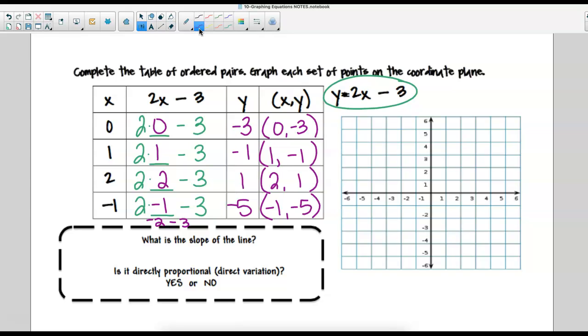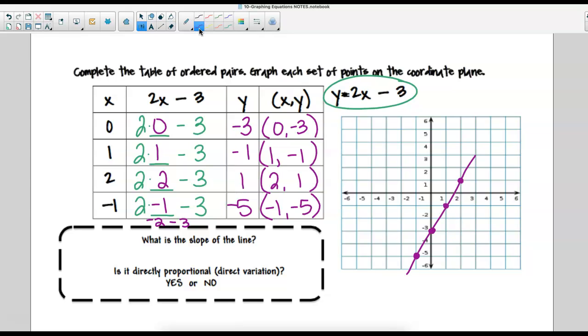Okay, any questions where I'm getting those numbers? Please stop me now if you have questions. Okay, I don't want you to be lost. Okay, now we're going to graph each point. 0, negative 3 means don't move at all left or right, go down 3. There's my first point. 1, negative 1, from the origin, go right 1, down 1. 2, 1 means go right 2, up 1. And negative 1, negative 5, left 1, down 5. Again, all of your points should be in a nice straight line.